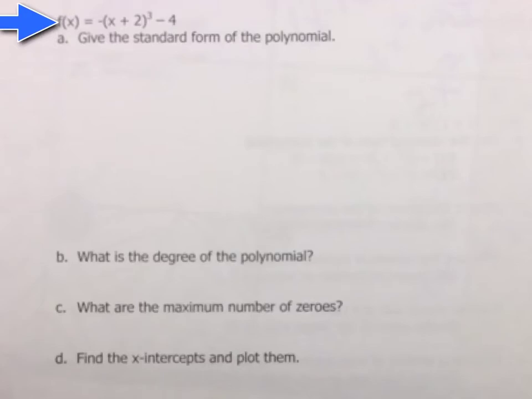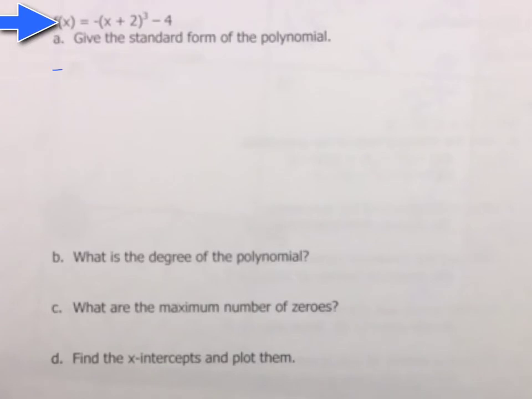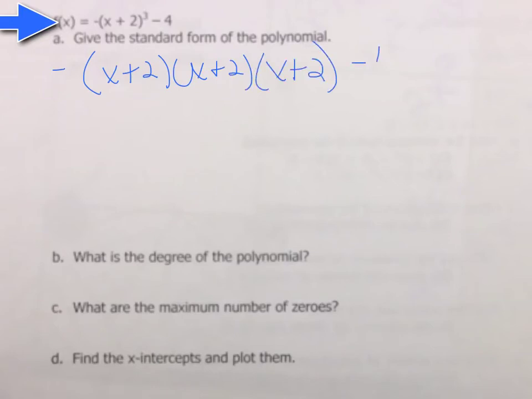All right, so I have negative x plus 2, x plus 2, x plus 2, and then minus 4. So before I even continue to change it to standard form, I really can identify that I have a triple zero. Okay, so we'll talk about that in just a moment.